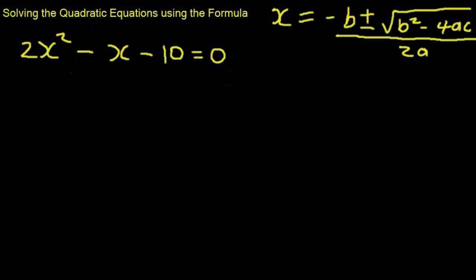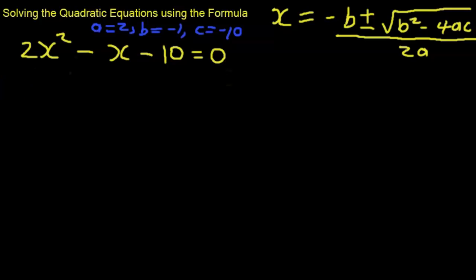So here is another example we want to attempt. The first, very critical thing is to identify the a, b, and c values. So a is the coefficient of the x squared, the number in front of the x squared, which is 2. b is the coefficient of the x. What number is in front of the x? Minus x. Yes, minus x is really minus 1x. And c is equal to minus 10.